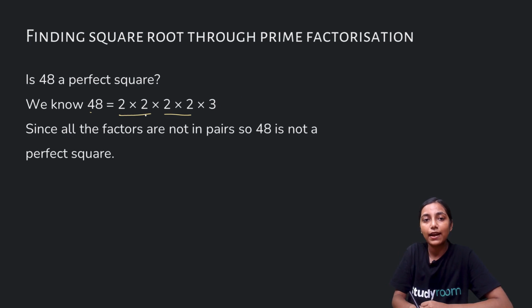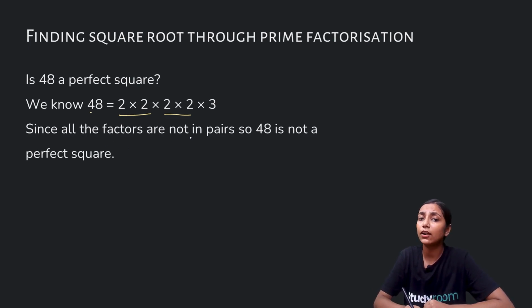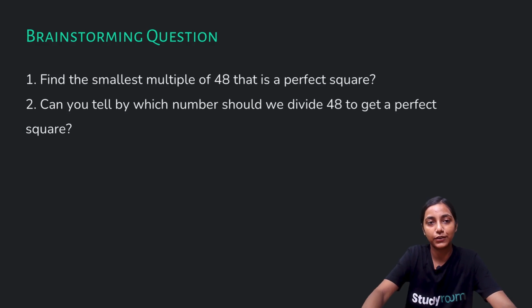So since all the factors are not in pairs, because 3 does not have any pair, 48 is not a perfect square. We can easily say whether a number is a perfect square or not through prime factorization. If all the factors are in pairs for a number, then that number is a perfect square. But if even one of the factors is not in a pair, then we will conclude that the number is not a perfect square. This is exactly what happened here. 3 does not have any pair here, so it's not a perfect square.